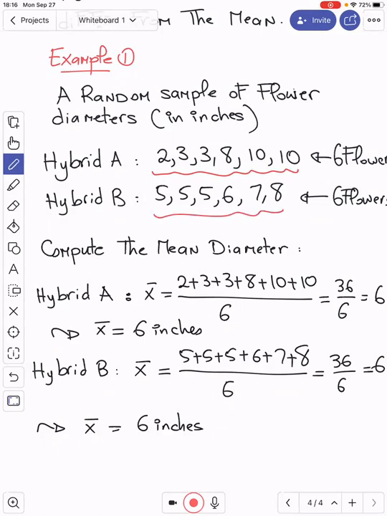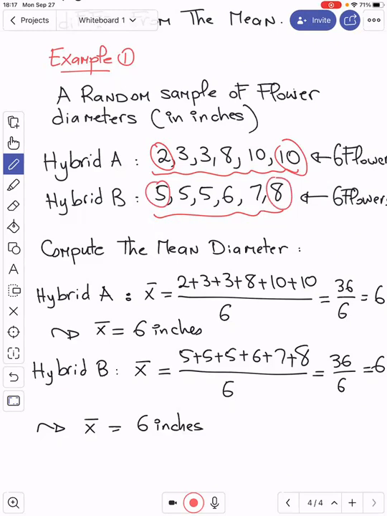You see the higher diameters in hybrid B, the values are very close to each other, right? You have 5, 6, 7, 8. So the numbers are more or less the same thing, very close to each other in hybrid B. But hybrid A is more varied. You have more variation in hybrid A, because it goes from 2, the smallest diameter, to 10, the highest diameter. For hybrid B, the smallest diameter is 5, and the largest diameter is 8.